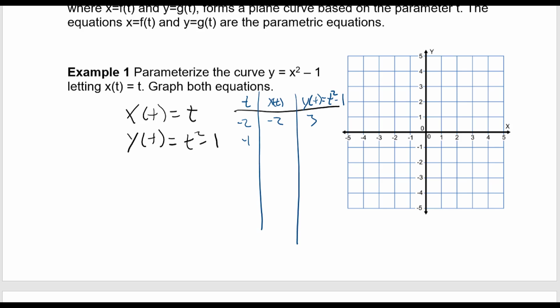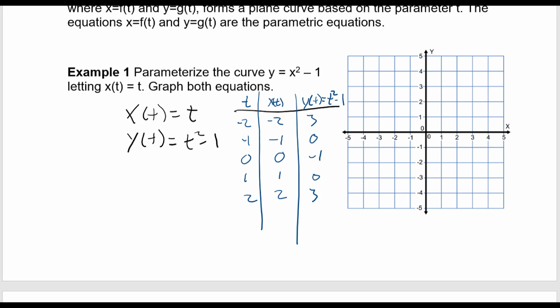We'll go negative 1, negative 1. Negative 1 squared minus 1 is 0. 0, 0. 0 squared minus 1 is negative 1. 1, 1. 1 squared minus 1 is 0. 2, 2. 2 squared minus 1 is 3. If I went 3, 3 squared minus 1 is 9 minus 1, which is 8. My graph only goes to 5.